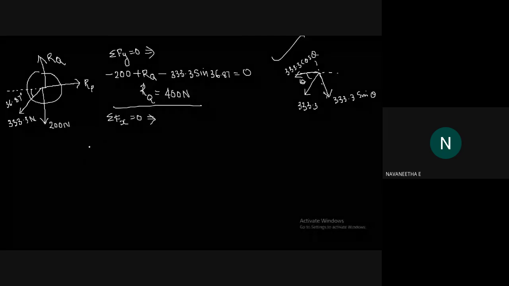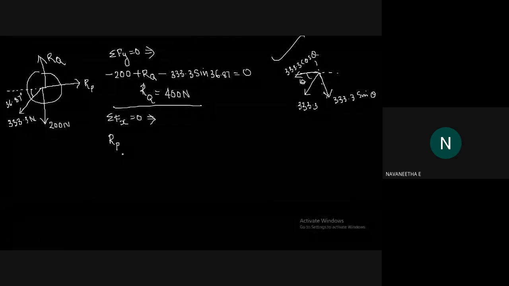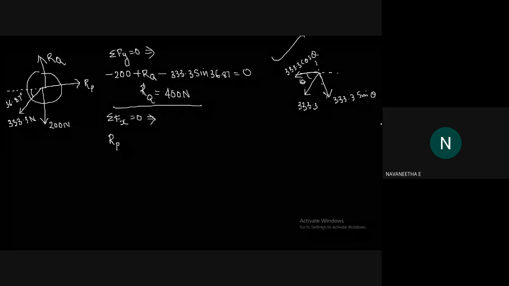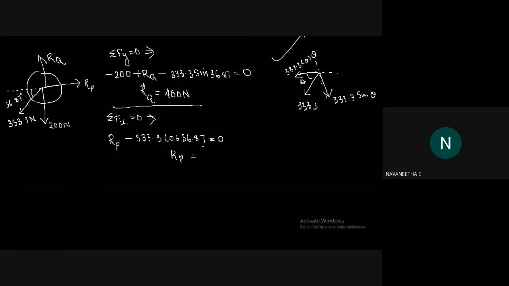So forces in x direction. First of all, RP. RP is acting in the right hand side, so it is positive. Also, the component of 333.3 Newton is clearly acting in the leftward direction, so it is negative: 333.3 cos theta. Cos theta is here 36.87. That is equal to 0. Then RP equal to 333.3 cos 36.87. What's the value?